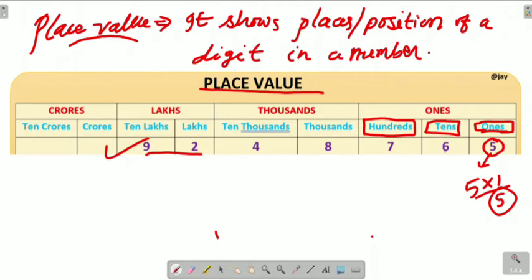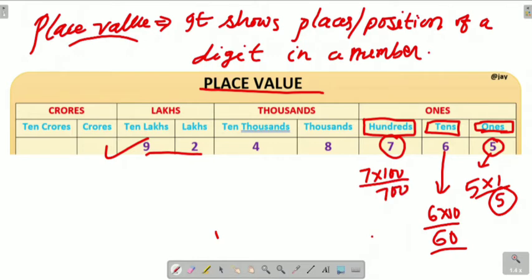Now here is 6, and 6 is in the tens place. So tens means 10. So we have to multiply 6 with 10, and we will get 60. In the same way, here is 7 in the hundreds place. So we have to multiply 7 with 100, and we will get 700. So 700 is the place value of 7.